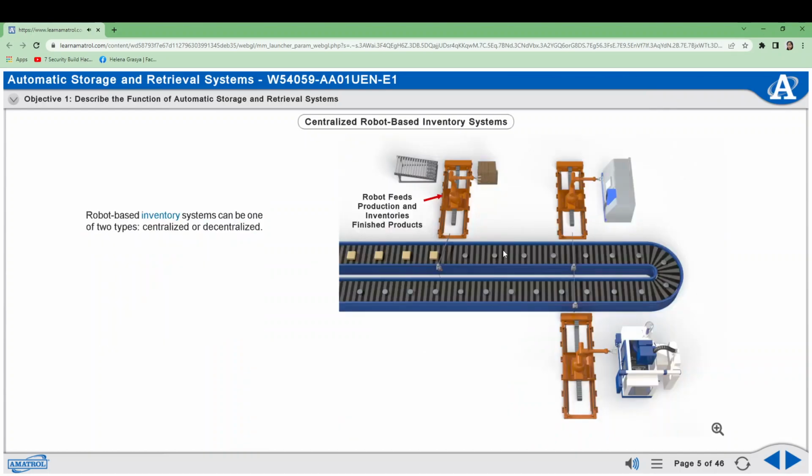Robot-based inventory systems can be one of two types: centralized or decentralized. A centralized inventory system provides all materials used in the production process from a centralized location. In some cases, such as the example shown here, the centralized inventory system also returns the completed product to the same location.